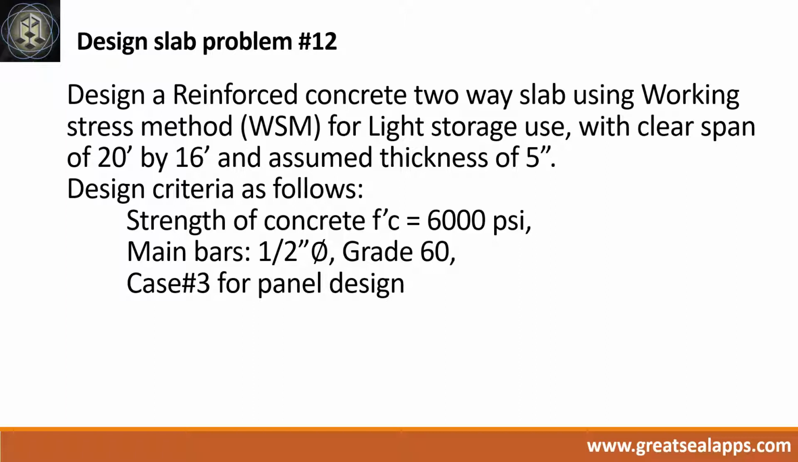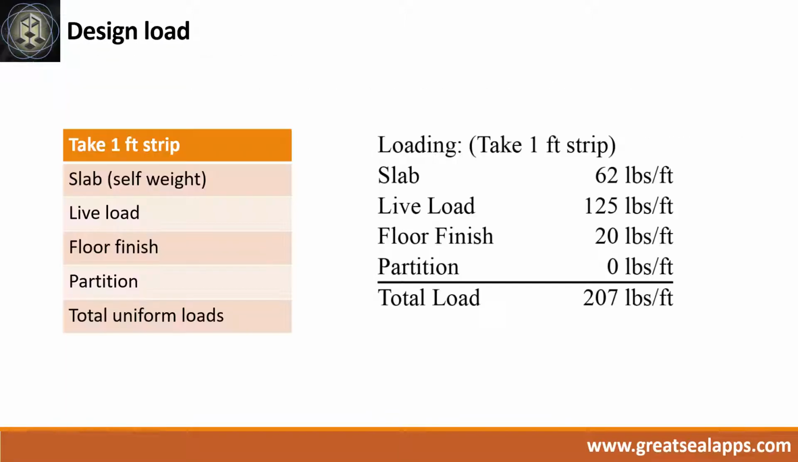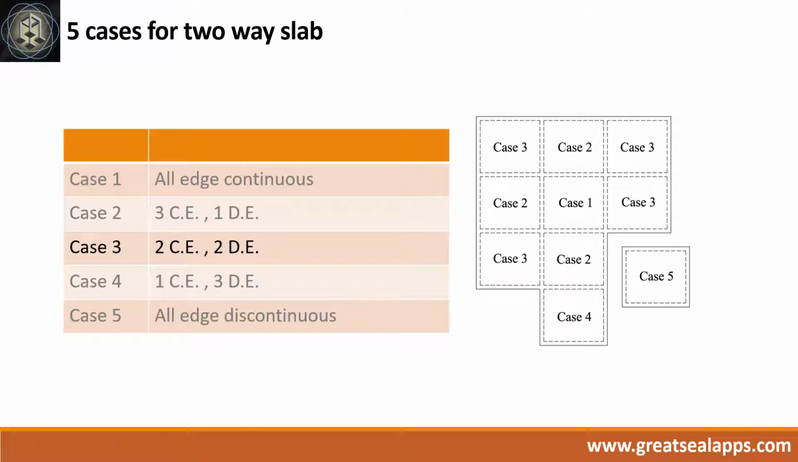Design criteria as follows. Strength of concrete 6000 psi, main bars half-inch diameter bar grade 60, case number 3 for panel design. The uniform load for 5 inches thick slab is 62 pounds per foot. A light storage live load is 125 pounds per foot. Floor finish is 20 pounds per foot, for a total load of 207 pounds per foot. Use Case 3 panel design.